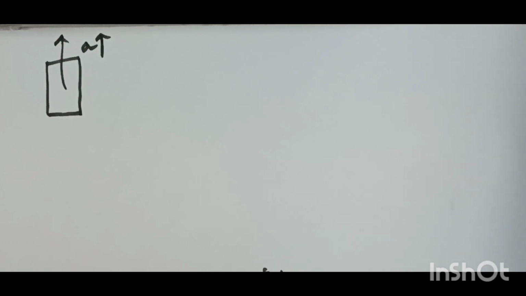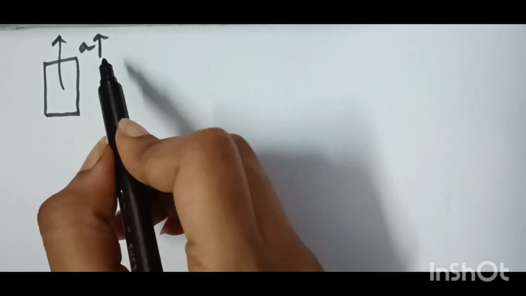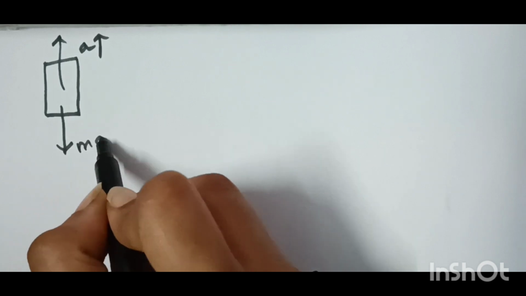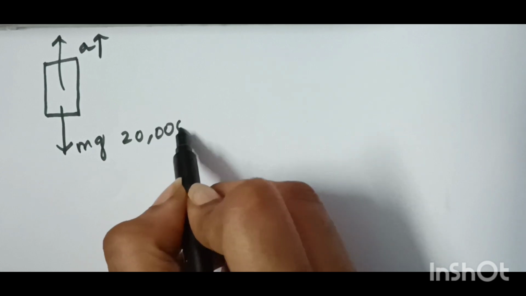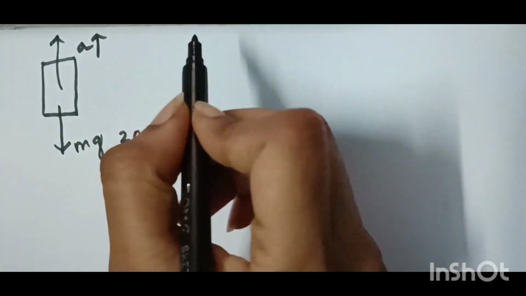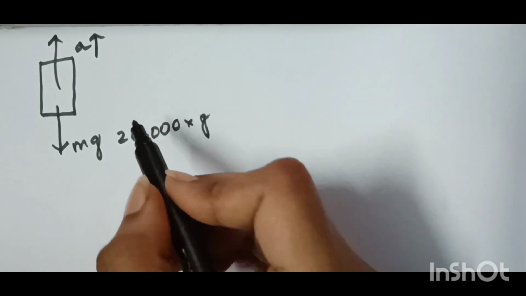Okay. So this question is similar to the case of a lift. Okay, when the lift is moving upwards, we take acceleration in the upward direction. So same like this, and mg is acting downwards. Here mg is nothing but 20,000 into g. Okay, acceleration is in this direction. Then we have to find the reaction force, and that is what is being asked.